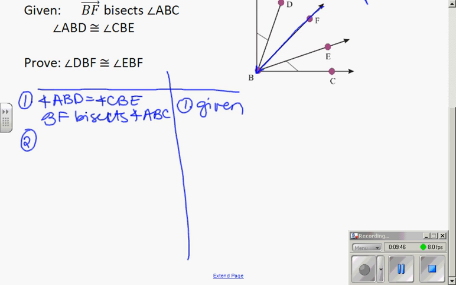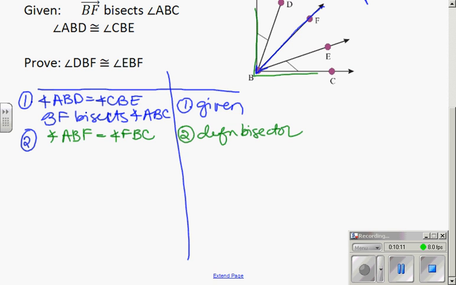Now the first thing I'm going to go for is that bisector information. Here is the bisector of the big angle. So that means I get the two halves of the angle. So I know that angle ABF is equal to angle FBC by definition of bisector.